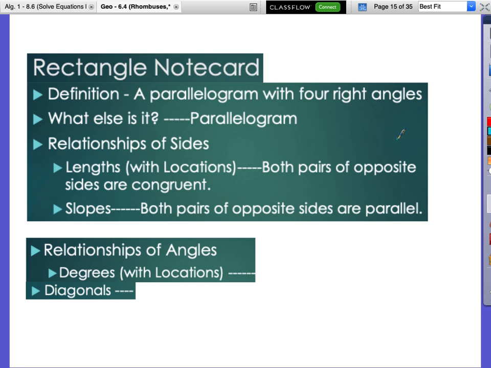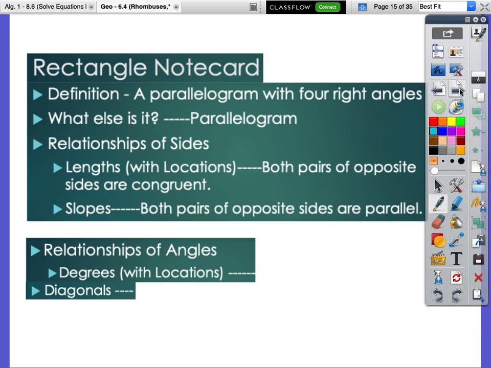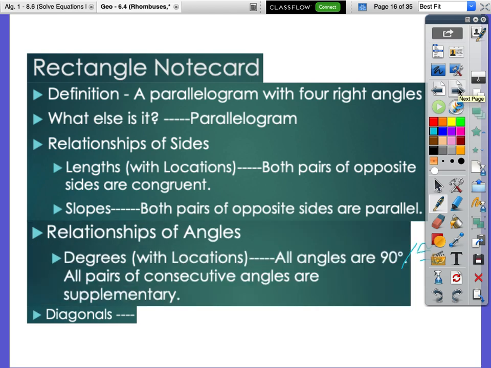Both the lengths and the slopes, both pairs of opposite sides being congruent and both pairs of opposite sides being parallel, those were things that we knew from it being a parallelogram. So because it's also a parallelogram, those are automatically true. Anything we know about a parallelogram is going to be true about a rectangle. But we have some additional things we'll learn. And Nathan, what's one of those with degrees? 90 degrees, right? The angles are 90 degrees. Yeah, all four angles are 90 degrees.